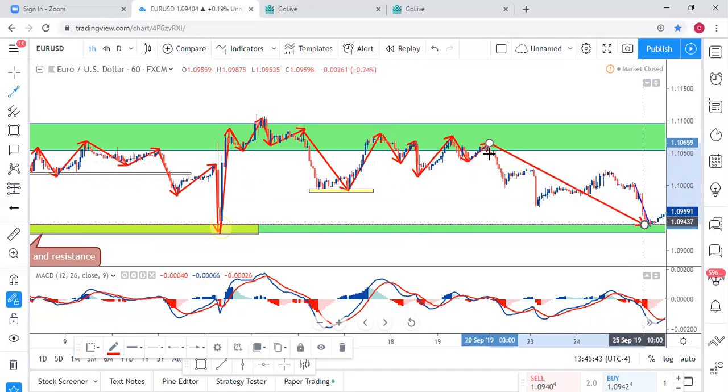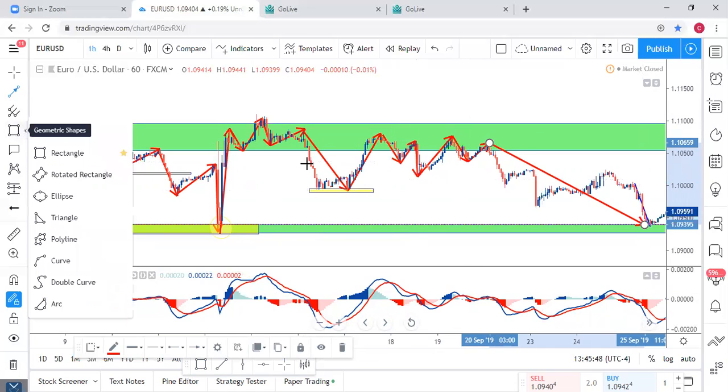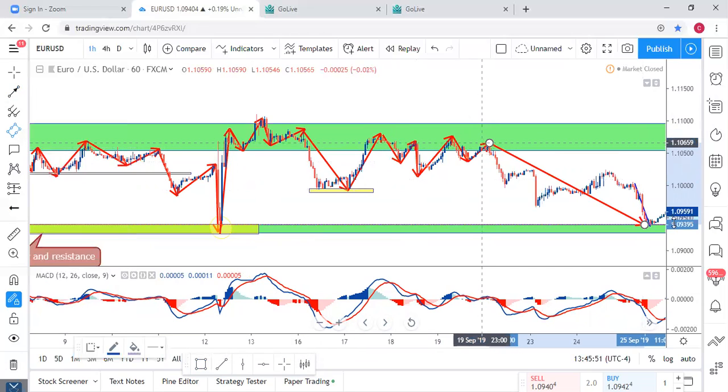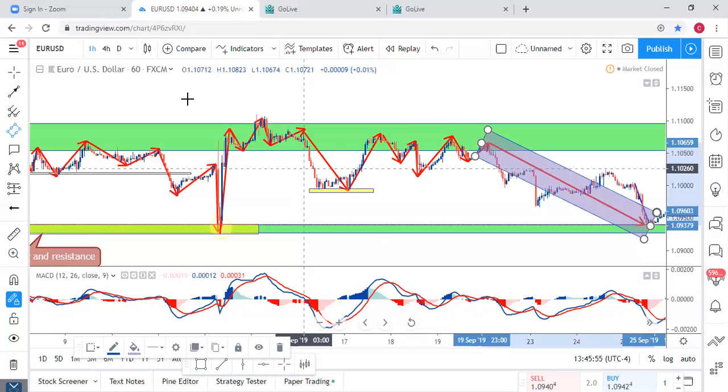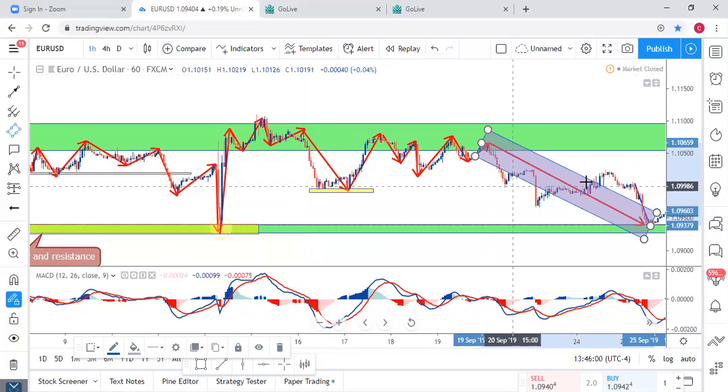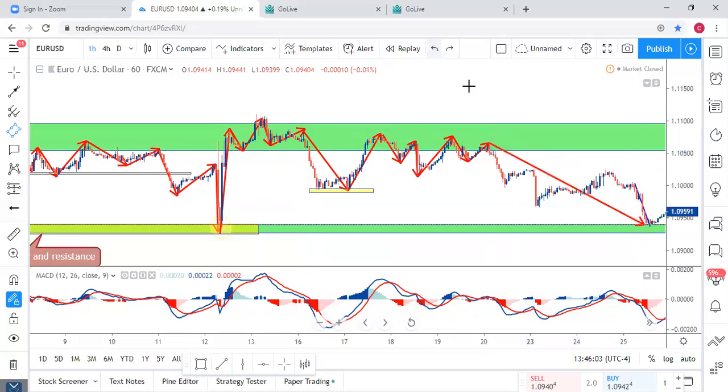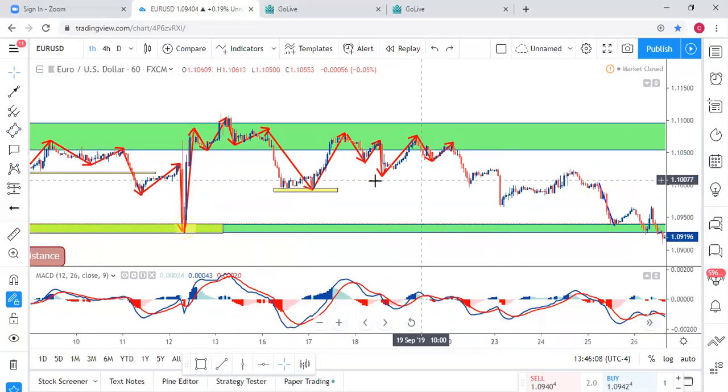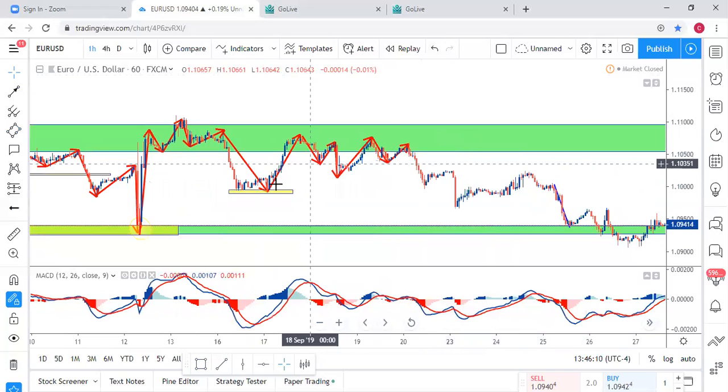So in this general area here, let me show you the area that I mean. In this general area here, you will see that you have a lot of things going on in this particular area. So let me show you what I mean when I say you have a lot of stuff going on in that particular area.